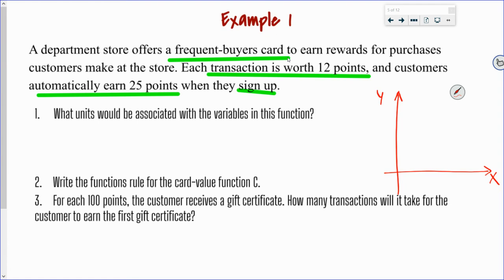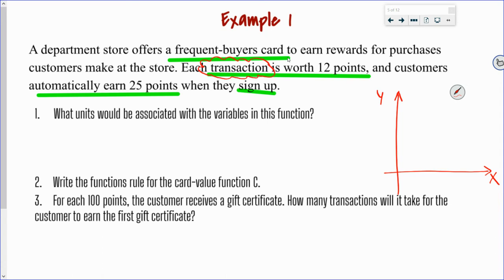Well, let's identify two things that happen here. We get points. What's the other thing? How do we get points? You have to earn it. How do you earn it? By signing up, but then you have to buy something. Okay, so here's the thing. When we buy something, okay, we call that a transaction.